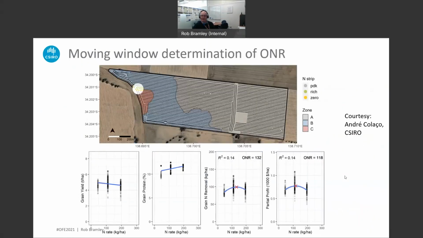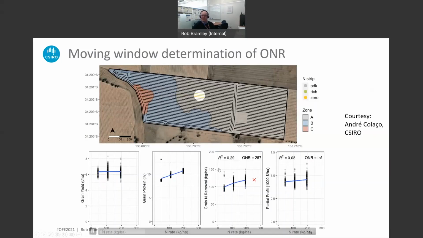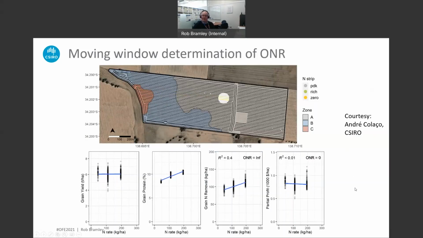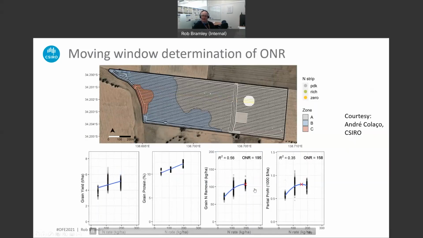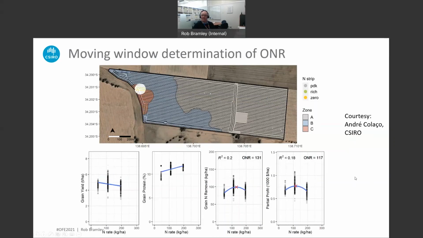One of the things we've been playing around with, which we think is particularly useful in this example, and which is not yet incorporated into PAT, is a moving window determination of the optimum nitrogen rate. This is work that Andre Colasso has been doing as part of my team. As the window moves along the strip, the farmer and his advisor can get a picture of the optimum nitrogen rate, determined in this example on the basis of both grain removal and partial profit.